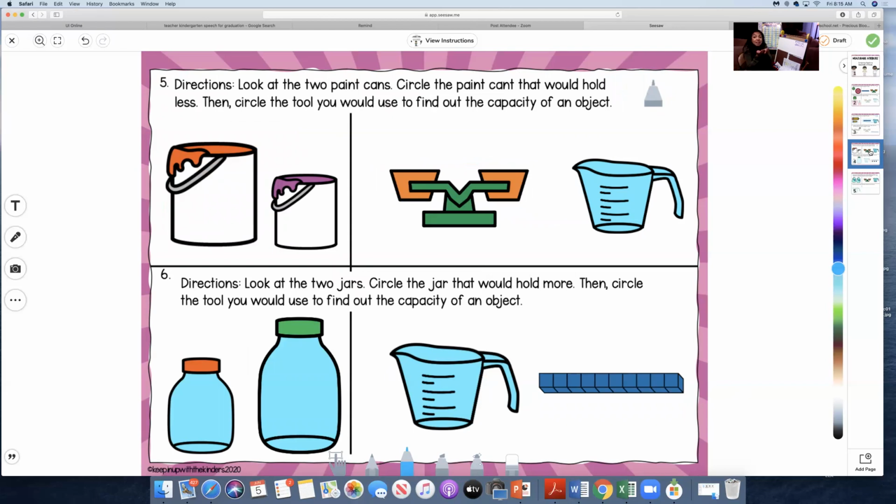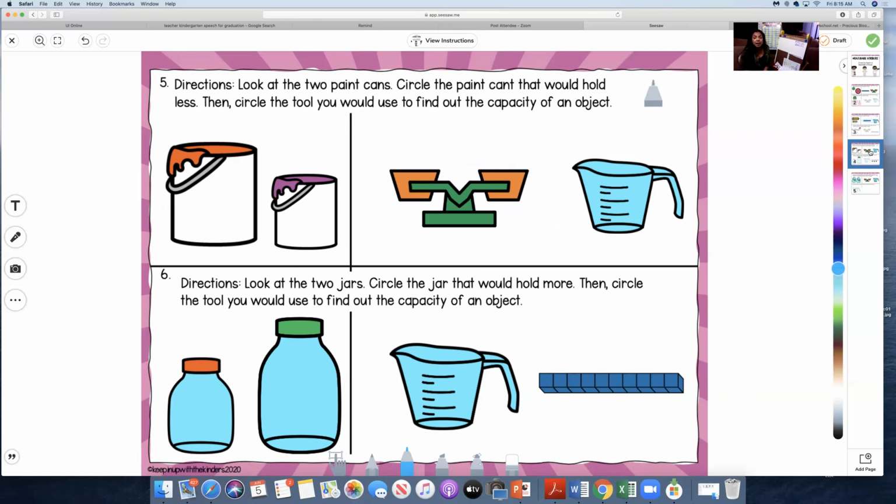Think about that little bowl of rice. Okay, I filled it to the top. That is capacity. That is how much I can fit into that. So out of those 2 cans, you have an orange and you have a purple. Which can will hold less, not more, but less?